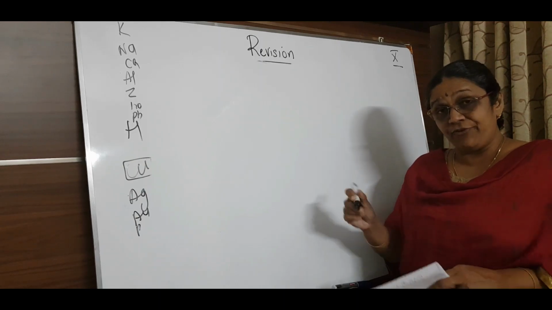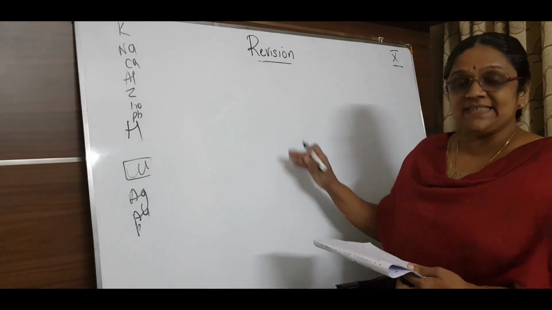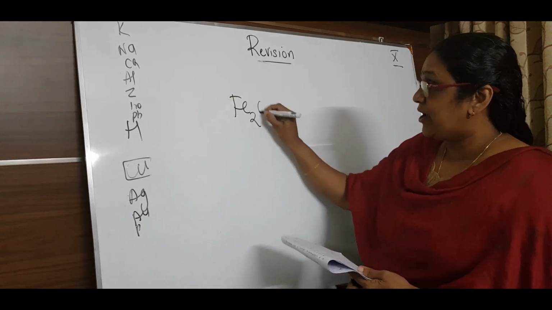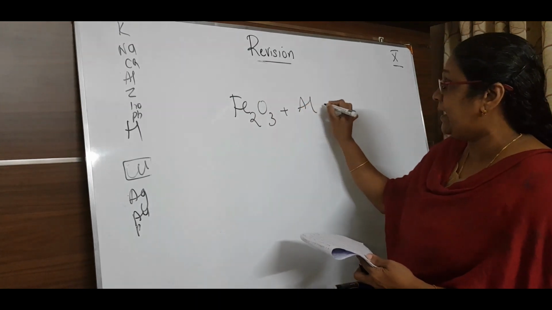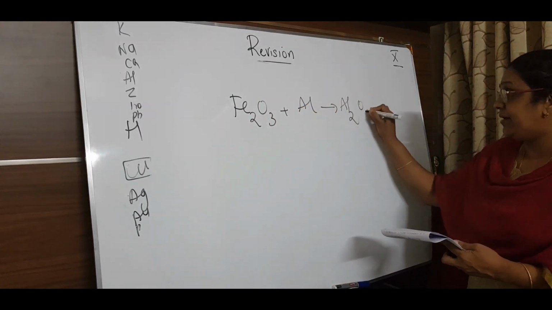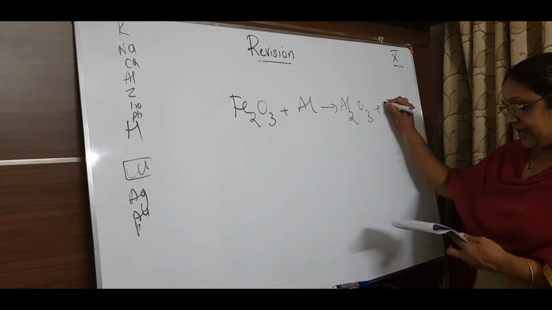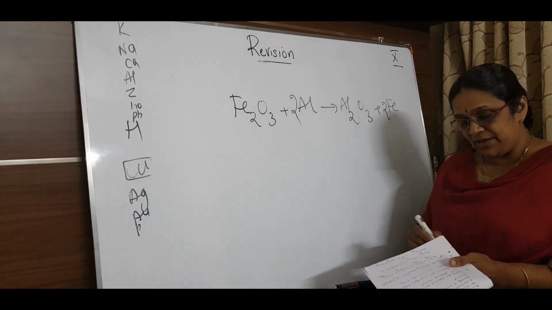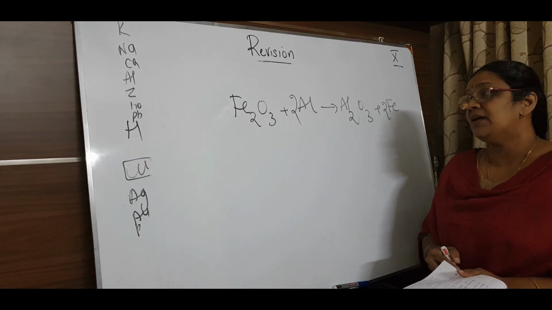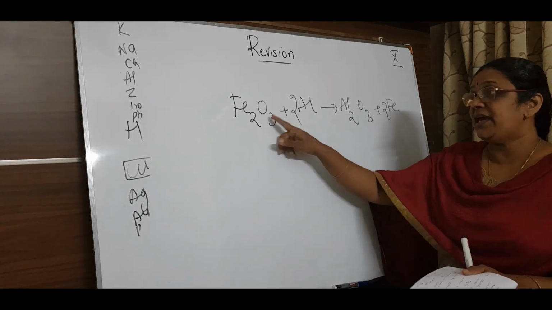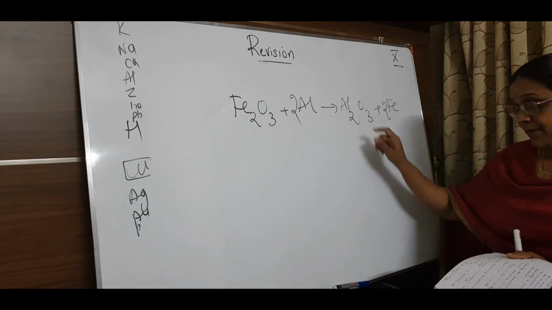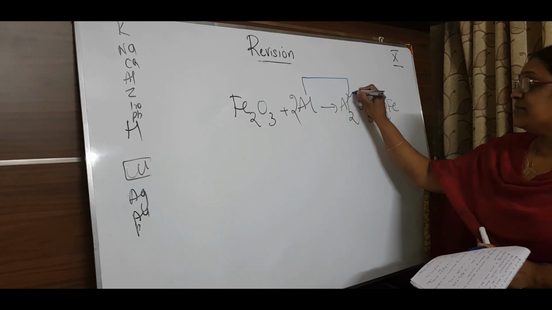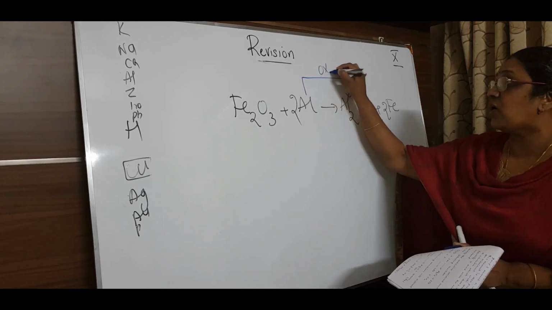Okay. Now comes the fifth question, which is very easy. Identify the substance oxidized and reduced. You just tell me Fe2O3 plus Al giving Al2O3 plus Fe. Just balance it, okay. I am not balancing it. Now, what is oxidized and what is reduced? We know oxygen is being taken away by aluminium, isn't it? So here aluminium is oxidized, isn't it? Because oxygen is added, so it is oxidized.